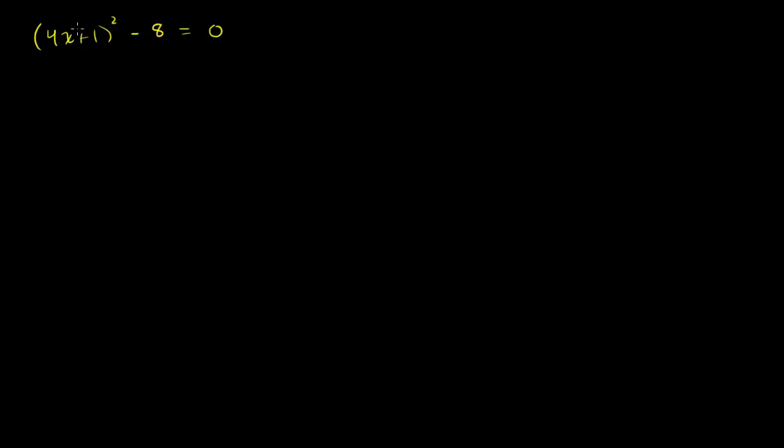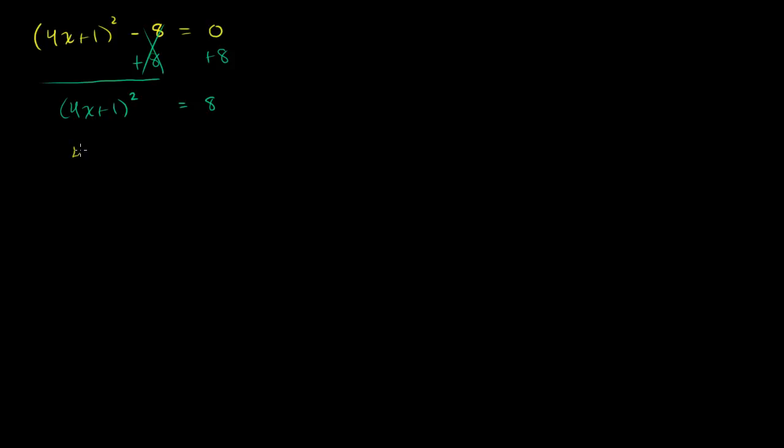And how do we do that? Well, what happens if we add 8 to both sides of this equation? Then the left-hand side of the equation becomes (4x plus 1) squared. These 8's cancel out. The right-hand side becomes just a positive 8. Now, what can we do to both sides of this equation? And this is just kind of straight vanilla equation solving. This isn't any kind of fancy factoring. We can take the square root of both sides of this equation.